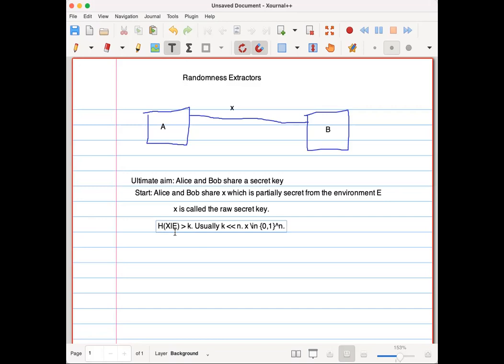The raw secret key, partially secret from the environment, all of it is compressed into this. Shouldn't it be less than or equal to K? No, no, it might be zero also. Then there is no secrecy.